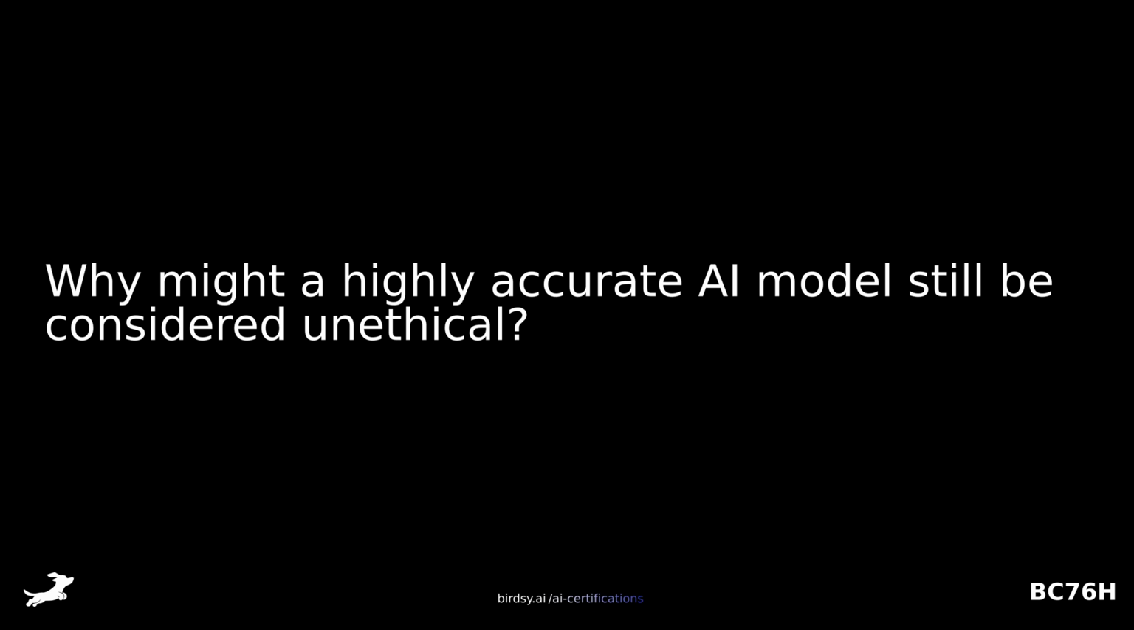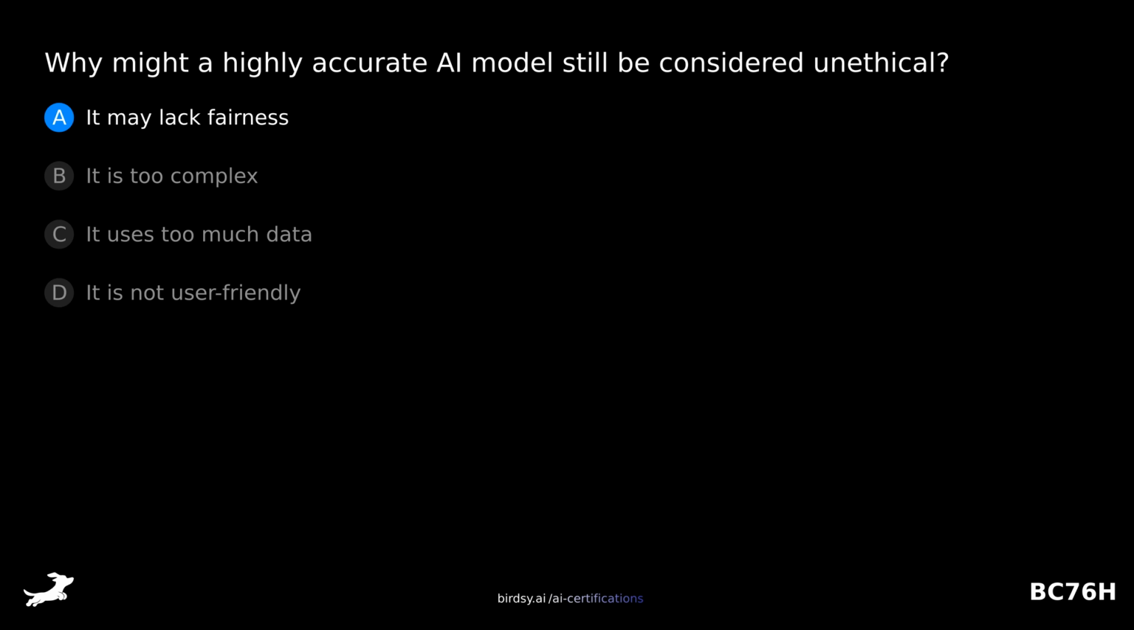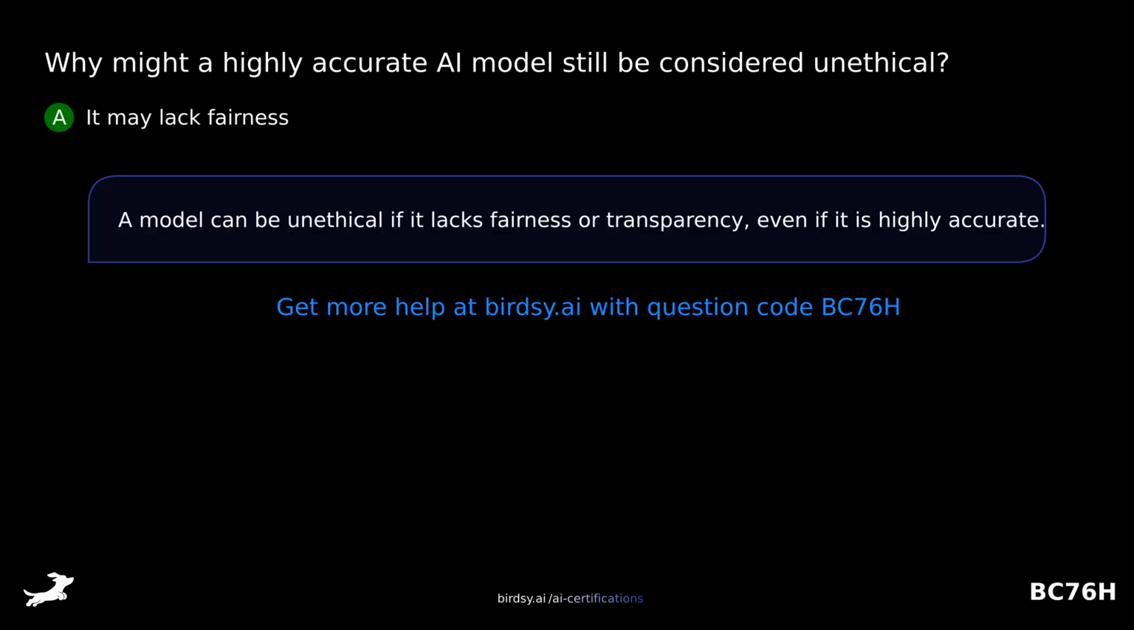Why might a highly accurate AI model still be considered unethical? Is it A, it may lack fairness, B, it is too complex, C, it uses too much data, or D, it is not user-friendly? The answer is A, it may lack fairness. A model can be unethical if it lacks fairness or transparency, even if it is highly accurate.